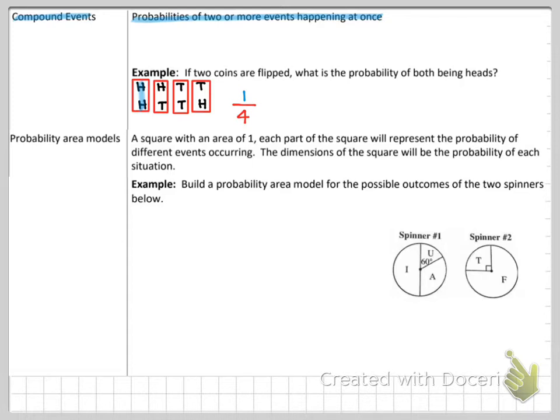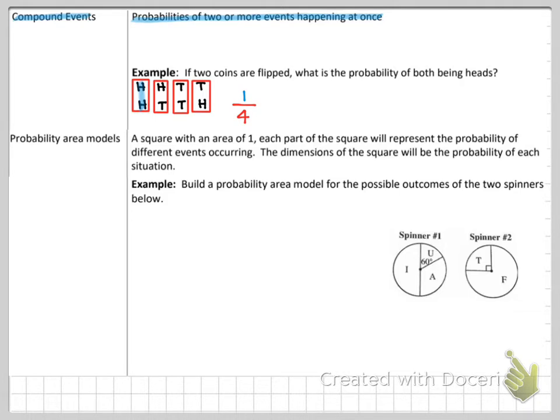Okay, probability area models. This is where we use area models, like we did for multiplying earlier, when we did something like (x + 5) times (x - 7). You may have seen something like this in your biology class with Punnett squares. So we have these two spinners, and we want to build an area model of all the possibilities that could happen, and within that we want all of the probabilities as well.